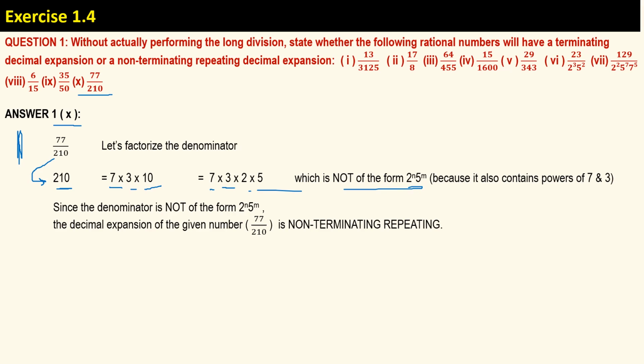This is not of the form 2 raised to power n and 5 raised to power m, because it contains powers of 7 and 3. Therefore, we can say that the decimal expansion of the given number 77 divided by 210 is non-terminating repeating.